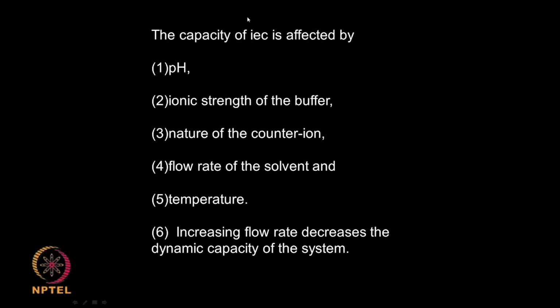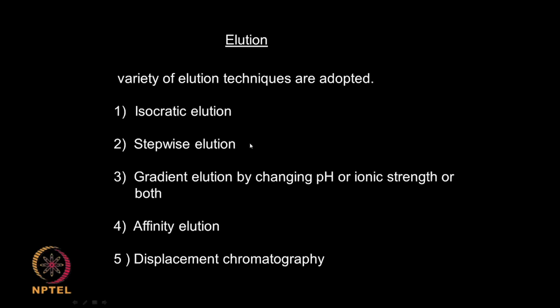The capacity of ion exchange chromatography depends on pH, ionic strength of the buffer, nature of the counter ion, flow rate of the solvent, and temperature. For example, increasing flow rate decreases the dynamic capacity of the system, obviously, because the residence time decreases. So, how do you elute out? We can have different techniques for eluting. We can have isocratic elution, that means a salt of a certain concentration, or stepwise elution, where I change the concentration from one value to another, or gradient elution, continuously changing the pH or ionic strength.